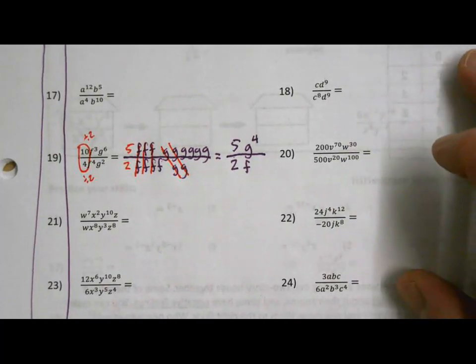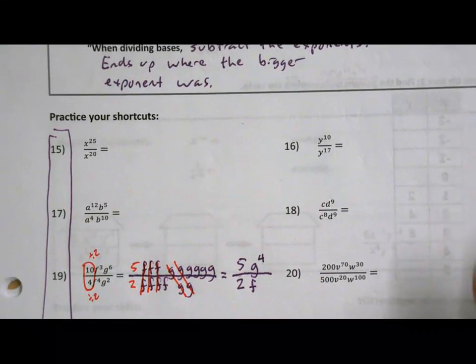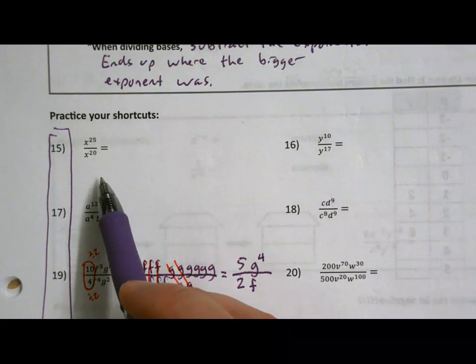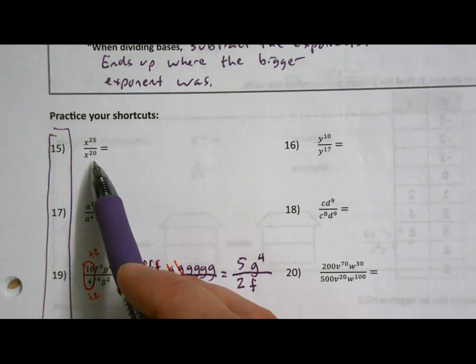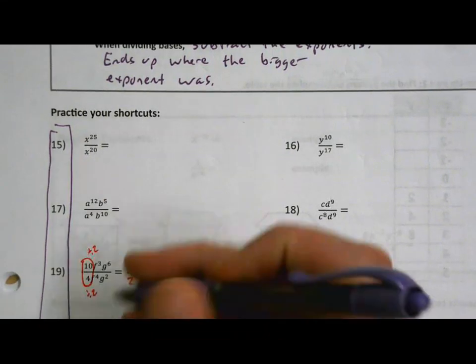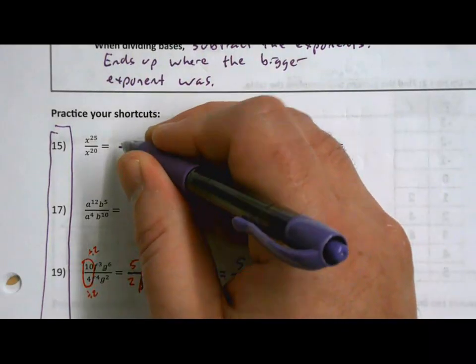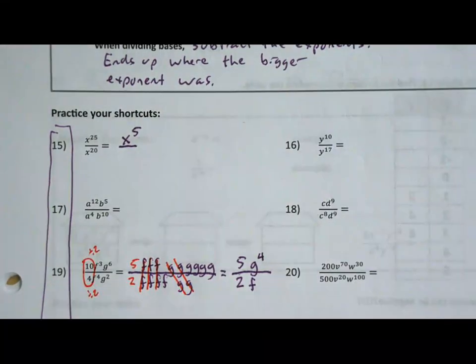Okay. Now let's talk shortcuts. Now you got the idea. Go back up to the top. Look at number 15. We're not going to write out 25 x's and 20 x's. I want you to imagine if I did write out 25 x's and 20 x's and I started canceling, how many x's are going to be left over? 5. Would they be left over on the top or the bottom? On the top, because there were more on the top to begin with. So 5 x's left over on the top.